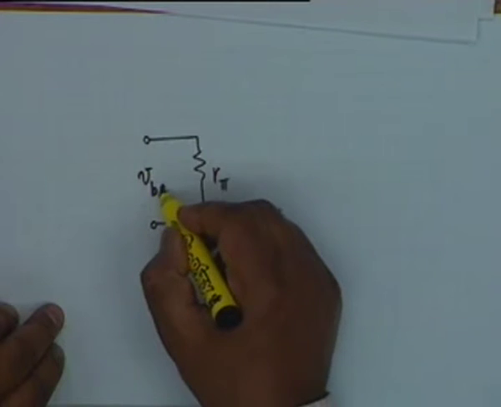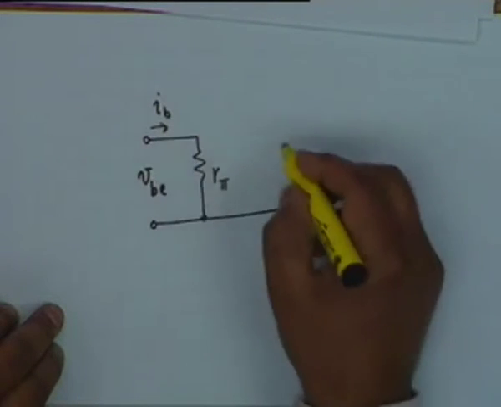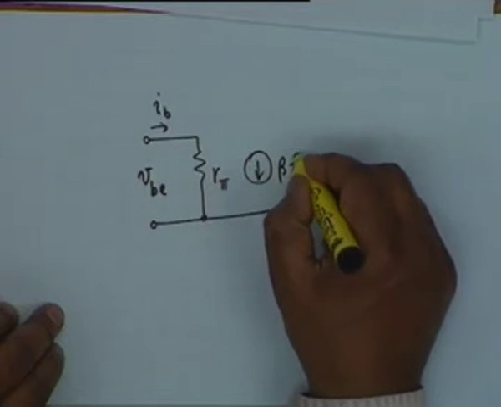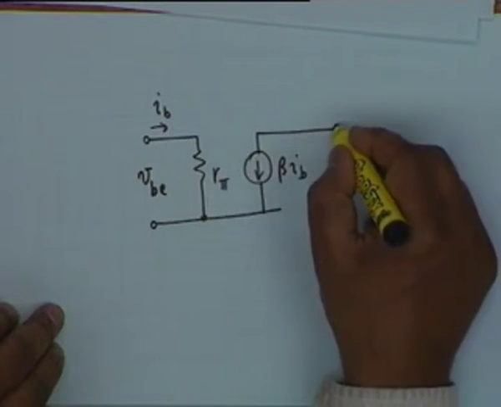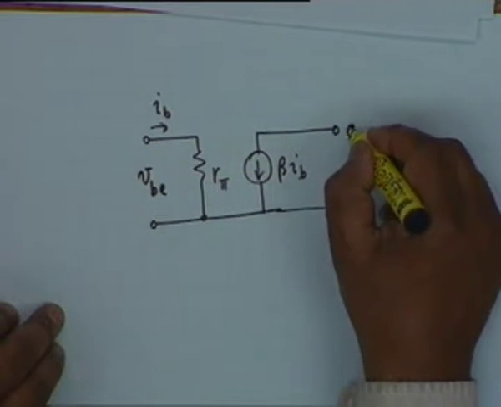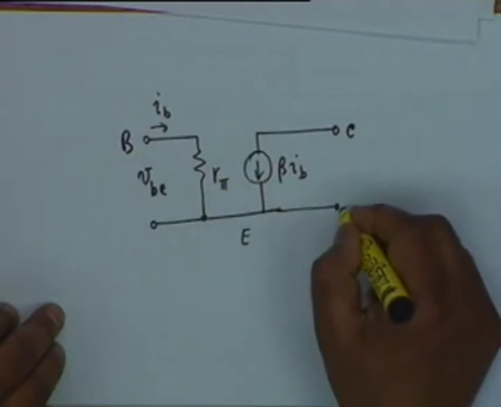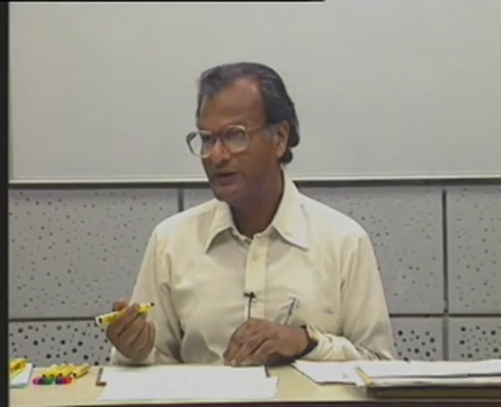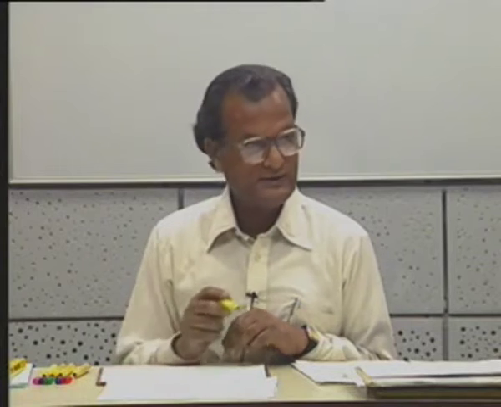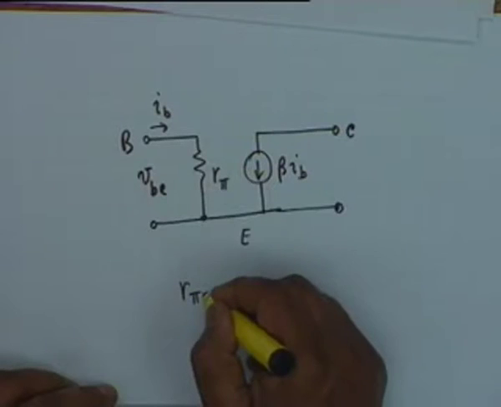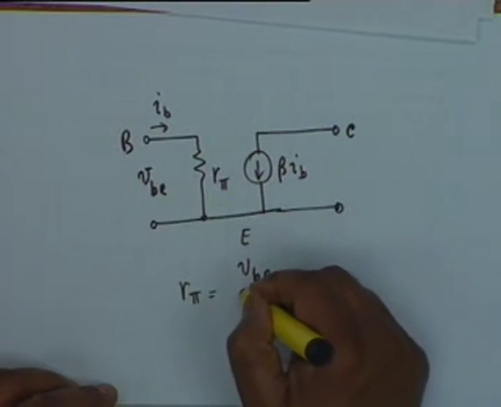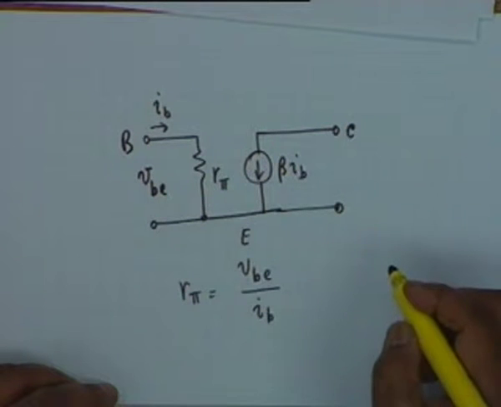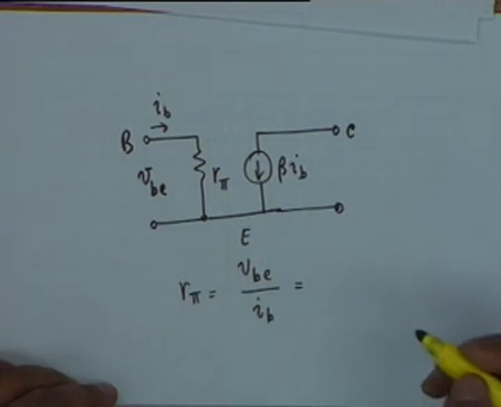this is VBE, this current is I sub B and we have beta I sub b. That is it. This is the collector, this is the base, and this is the emitter. This is the equivalent circuit of the common emitter transistor. Well, you can find out what R pi is. R pi, as I said, is the dynamic resistance of the forward biased diode, and therefore R pi shall be, it is clear, it is VBE divided by IB, all right, and you know what this is.